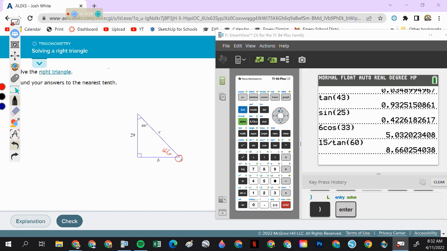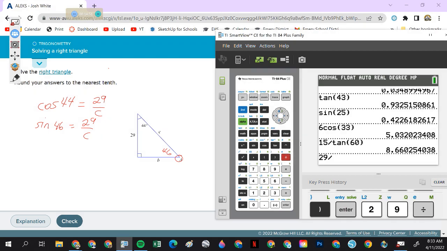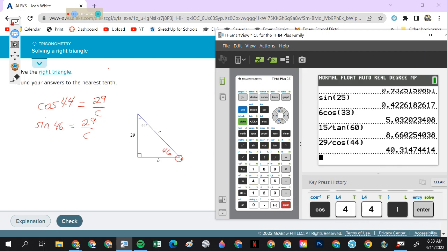What ratio would I set up to solve for side C? The cosine. So the cosine of 44 is 29 over C. Do I have to use the cosine? How else could I do it? If I switched angles, the sine of 46 is also 29 over C. And both of those are switch problems. So 29 divided by the cosine of 44. And that happens to be exactly the same thing as 29 divided by the sine of 46.